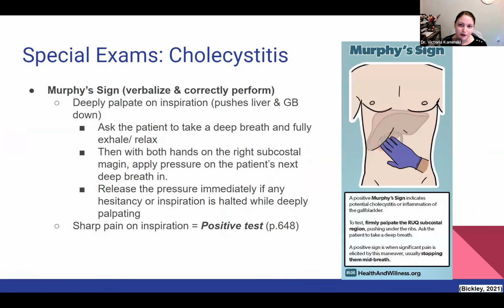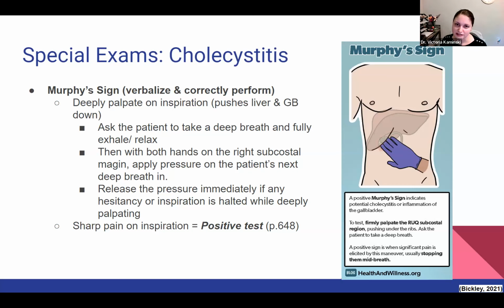With testing for possible cholecystitis, this is when we're looking for Murphy's sign. So in order to correctly perform this, you're having the patient take a deep breath fully and relax basically with all of the breath kind of loosely let out. And then upon them taking their next deep breath in, you're going to be placing your hand, as you can see in this figure, in the right upper quadrant.